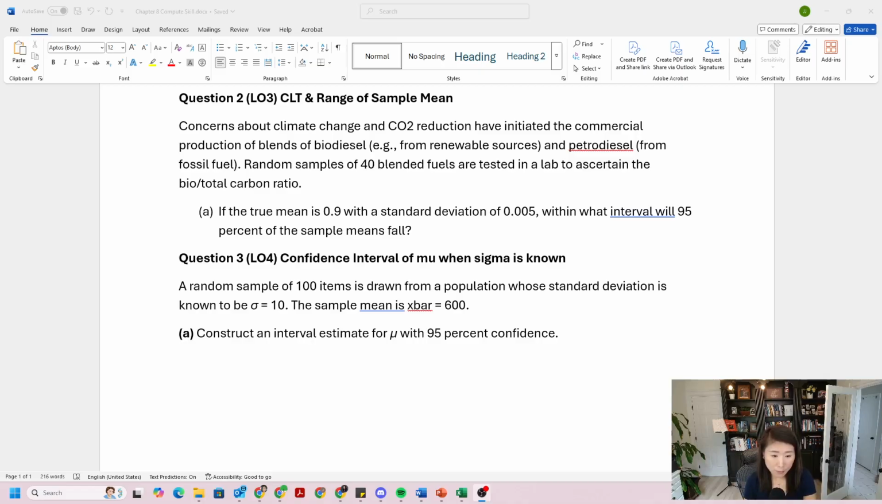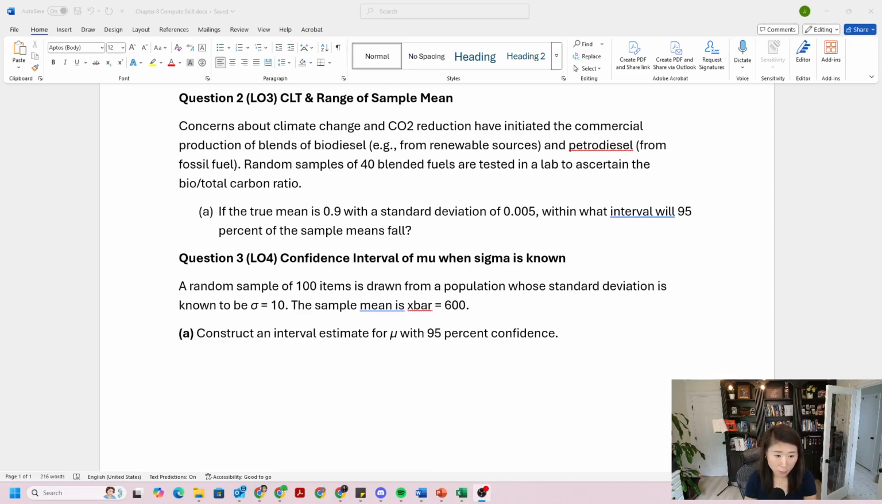A random sample of 100 items is drawn from the population whose standard deviation is known to be sigma equal to 10, and the sample mean is x bar equal to 600. And we want to calculate the 95% confidence interval for mu, the population mean.